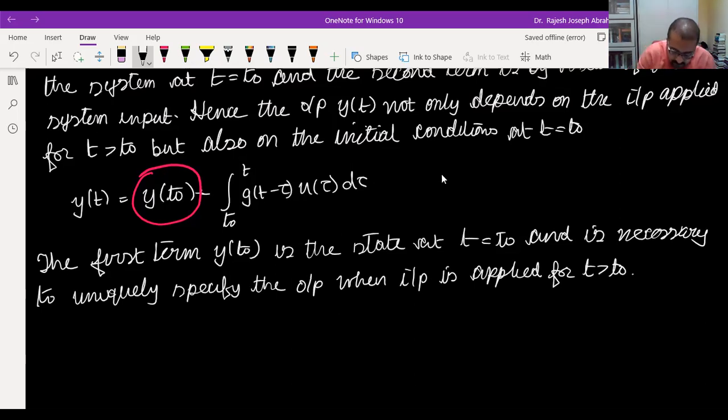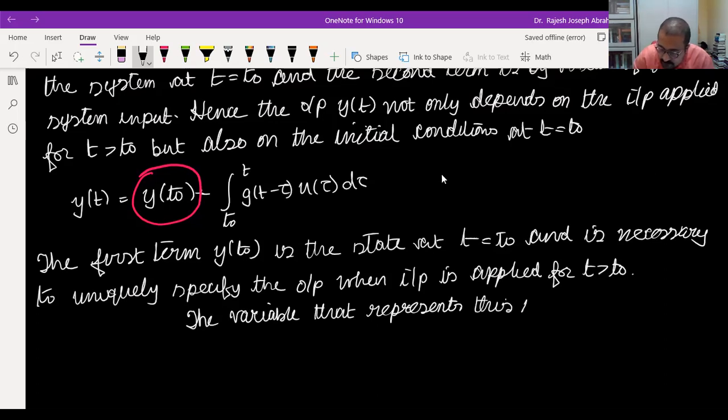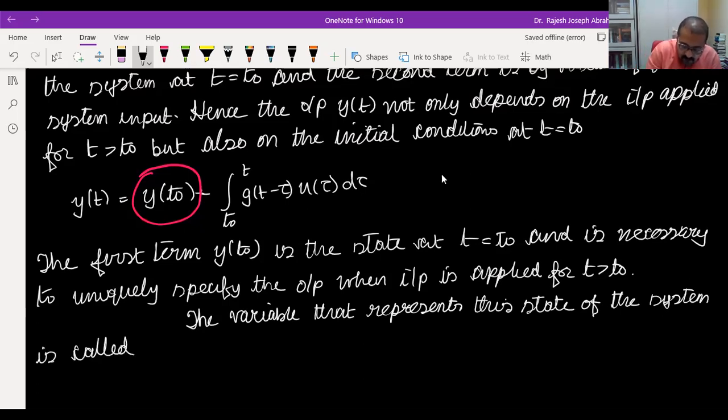So the variable that represents this state of the system is called state variable.